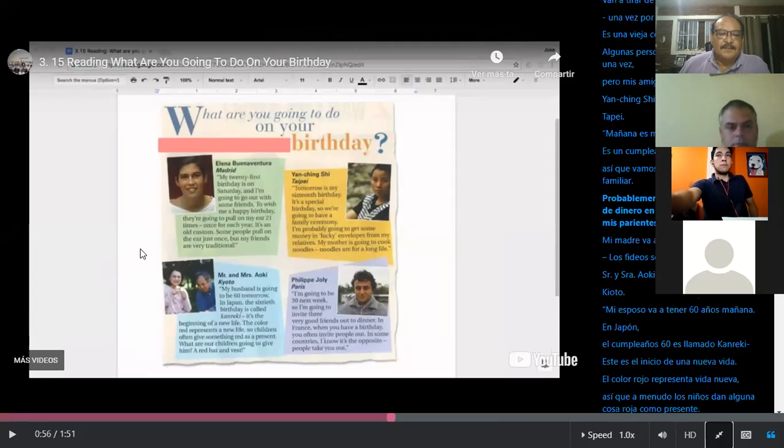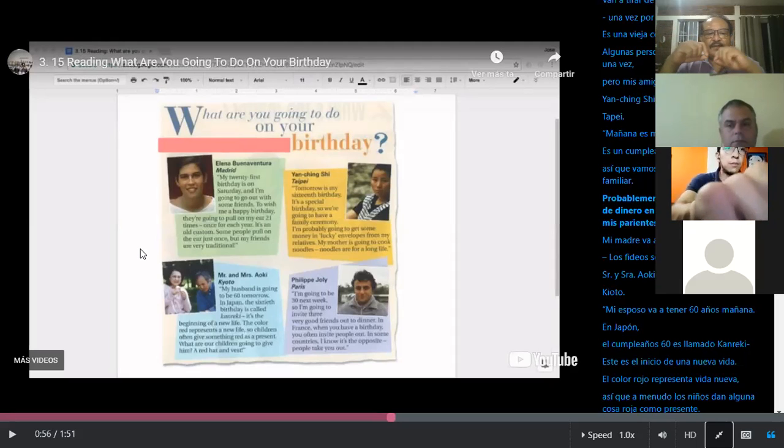For example, it says, look, my 21st birthday. You can say my 24th. Or you can say my birthday 23, my birthday 54, my birthday 60. Okay, is on Saturday, January 31st. Okay, y ahí viene lo que voy a hacer. I'm going to. Okay, you see, for example, my birthday is on June 24th, and I'm going to go to the beach with my family and some friends.